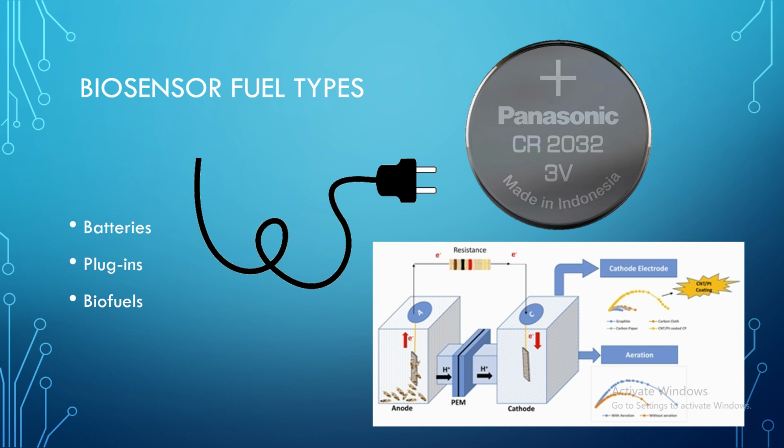There are three main different types of biosensor fuels. The first is batteries, which in the glucose readers are 3 volts coin lithium batteries. And there are also plug-ins which use electrical grids. The third type is a fuel source that is being developed alongside biosensors, which uses organic matter and turns it into electricity. This is called microbial fuel cells, or MFC for short.